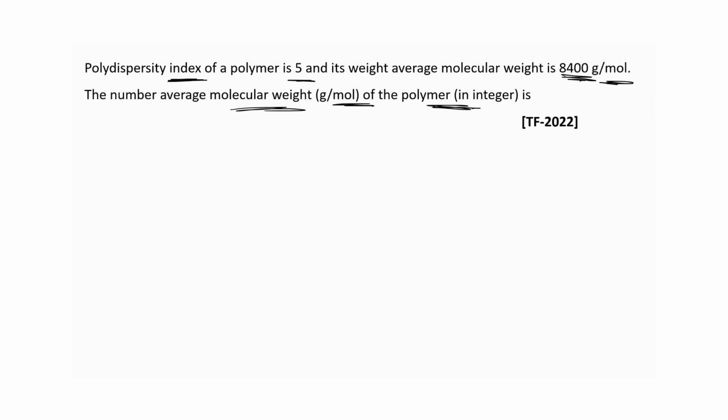So the polydispersity index is 5. It is given, and the weight average molecular weight is given as 8400 gram per mole. What is asked is the number average molecular weight?